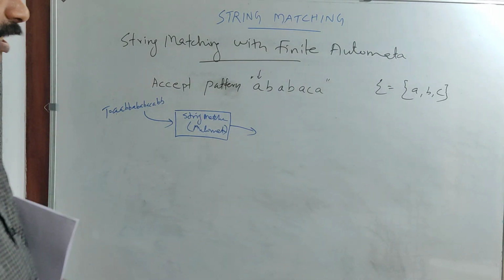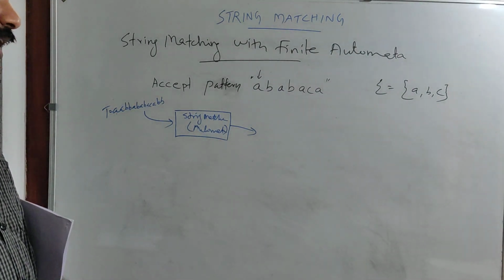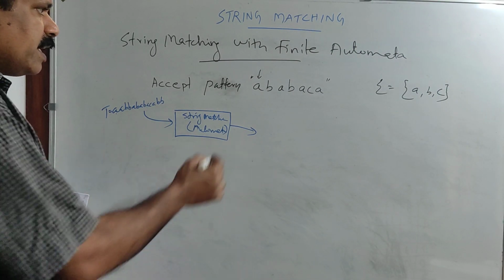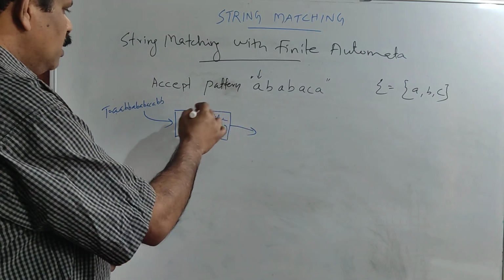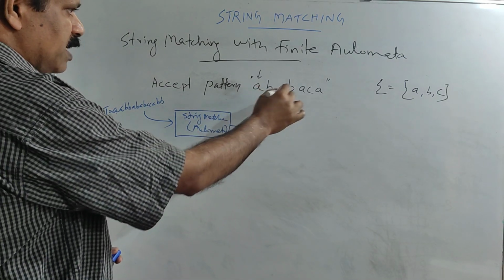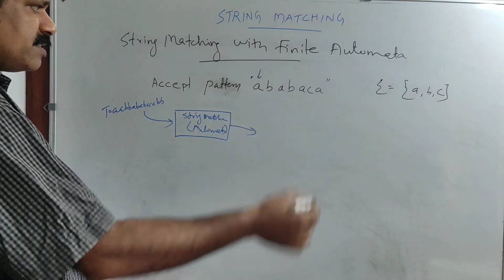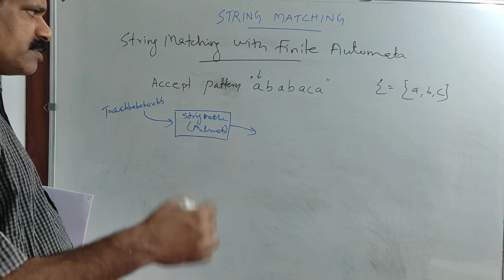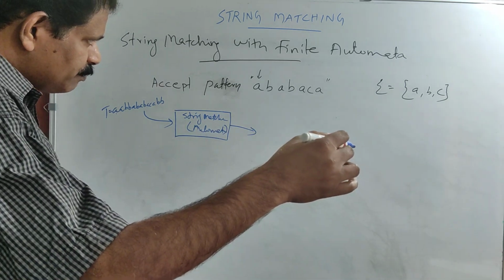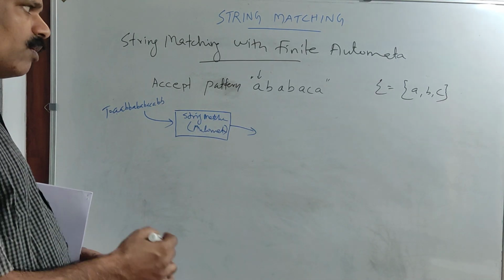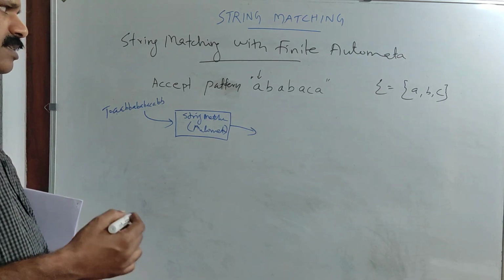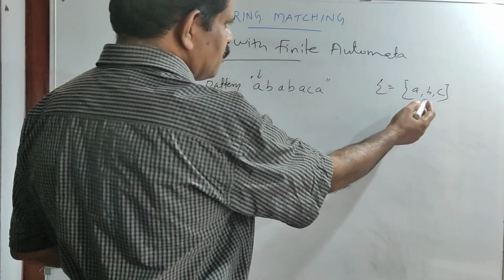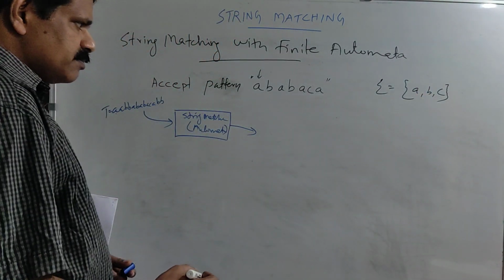Automata will have an initial state and a final state. On receiving a character, if it is expected in the pattern, it will do a transition to the next state. Otherwise, it will remain in the same state or move to a previous state or move to the initial state, depending on the character. Here in this pattern, the set of characters is A, B and C.